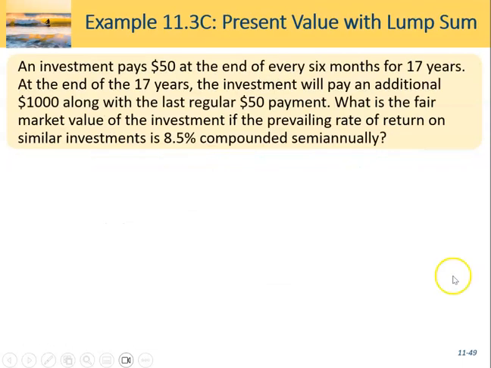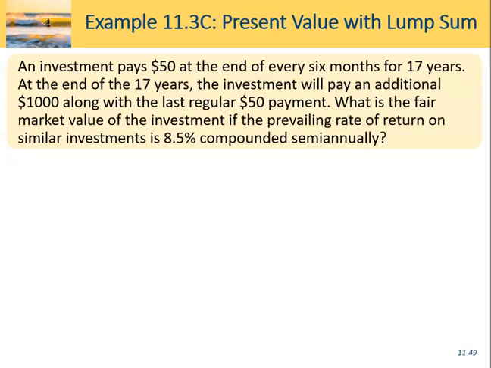Okay, so let's move on to the next one. An investment pays $50 at the end of every 6 months for 17 years. At the end of the 17 years, the investment will pay an additional $1,000 along with the last regular $50 payment. What is the fair market value of the investment if the prevailing rate of return on a similar investment is 8.5% compounded semi-annually? So again, the payments and the compounding are the same. They're both semi-annual, or every 6 months.